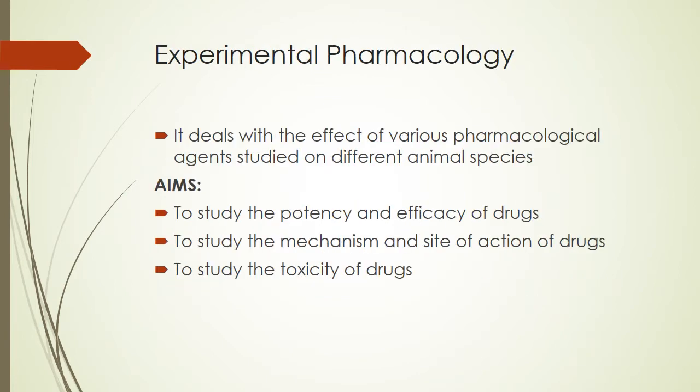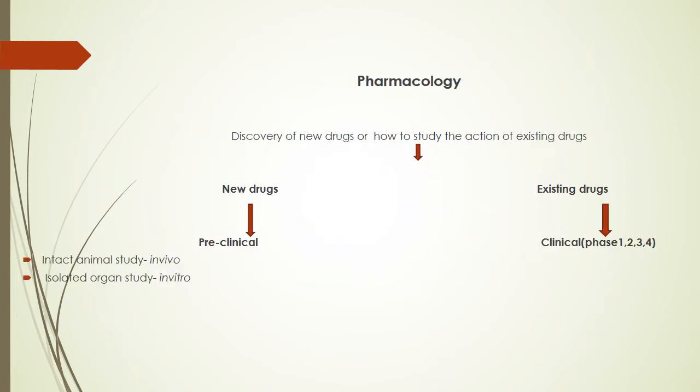Experimental pharmacology is a branch of pharmacology which deals with the study of pharmacological agents on different animal species. The aim is to study the potency and efficacy of drugs, to study the mechanism and site of action of the drugs, and to study the toxicity of the drugs. It also covers the discovery of new drugs and how to study the action of existing drugs.